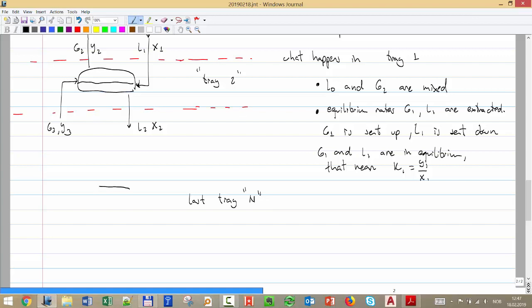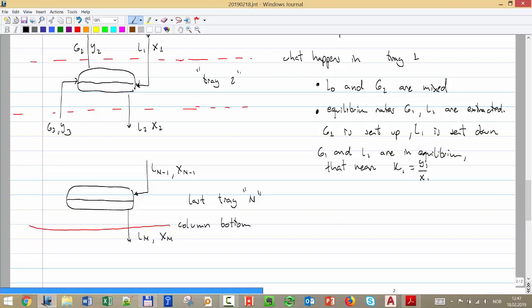So here I have one L coming from N minus 1, right? With X N minus 1 from the previous stage. I have one leaving, which is L N, X N. And that's actually the one that goes to regeneration. This is the column bottom, and that's going to regeneration.